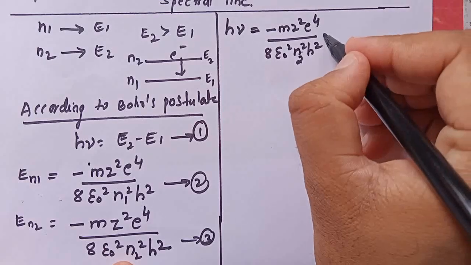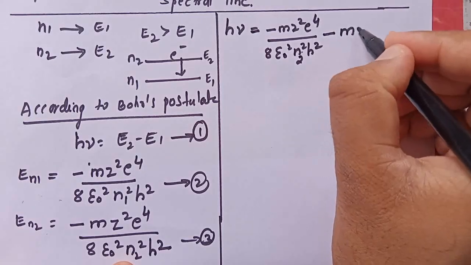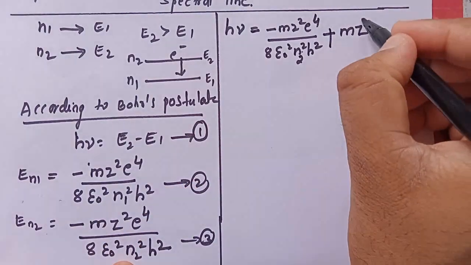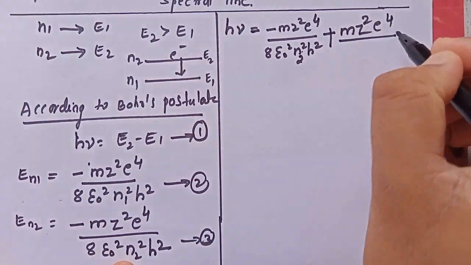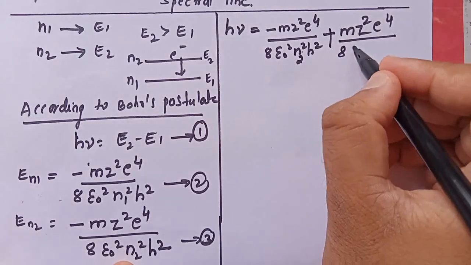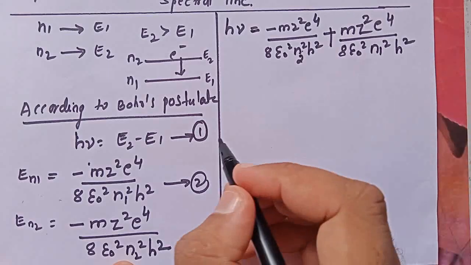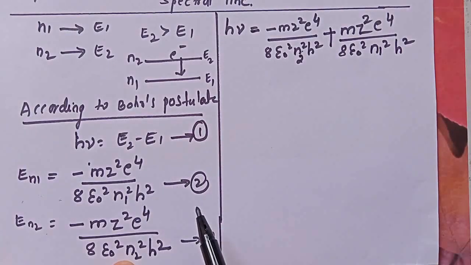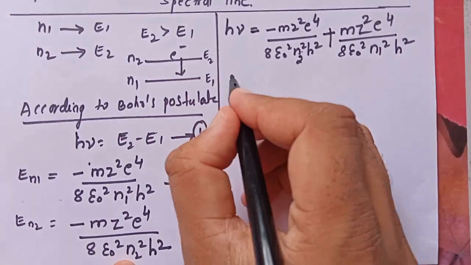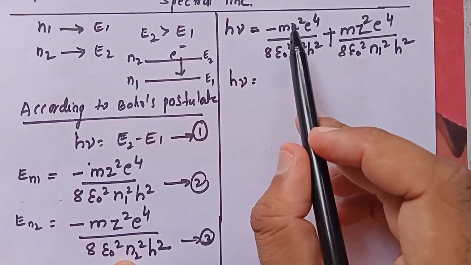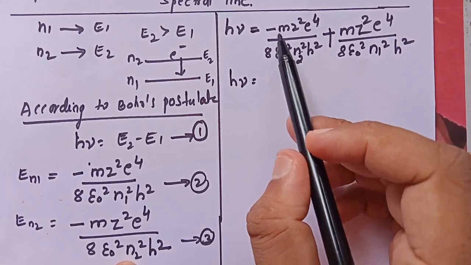Now in place of E1 what I will write: minus m z square. So here it is minus into minus is plus, m z square e raised to 4 divided by 8 epsilon naught square n1 square h square, right? So just by substituting equations 2 and 3 in equation 1, h nu is equal to, first I will write this term, then I will write this term.